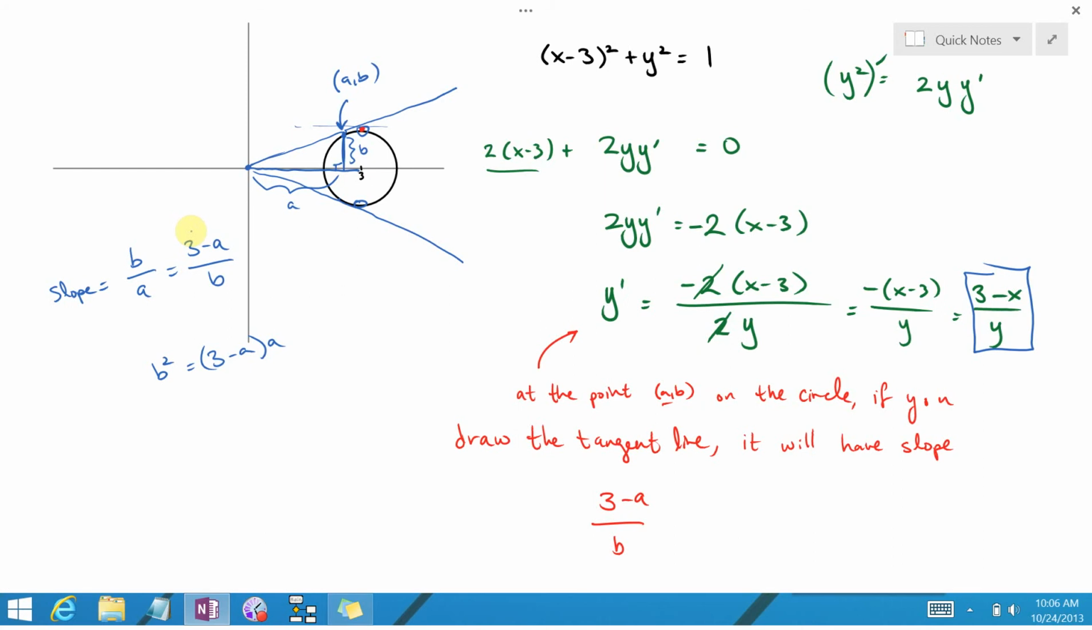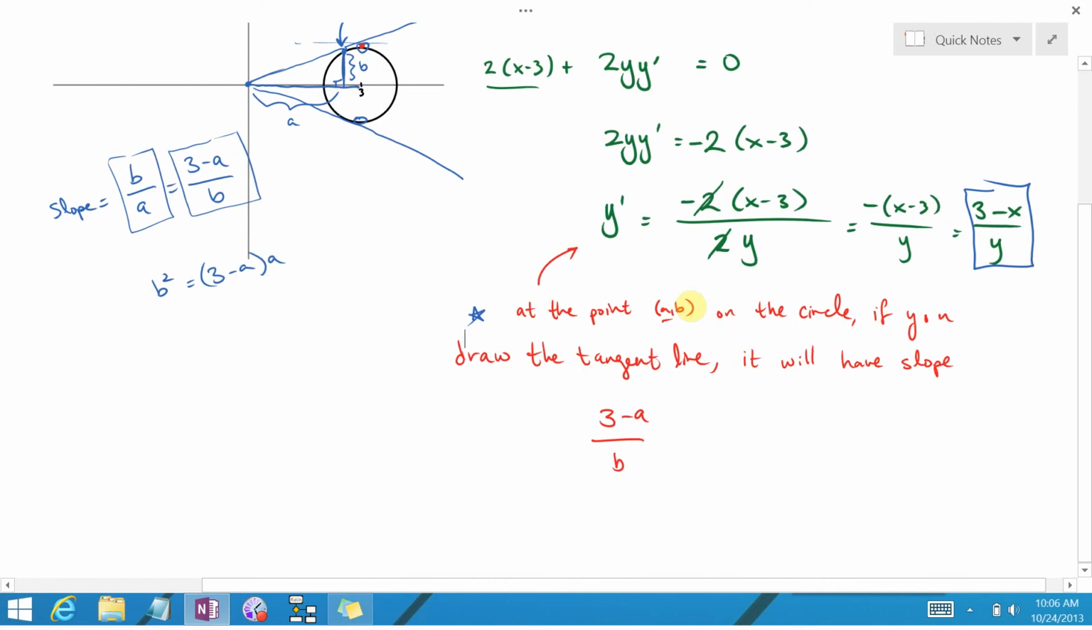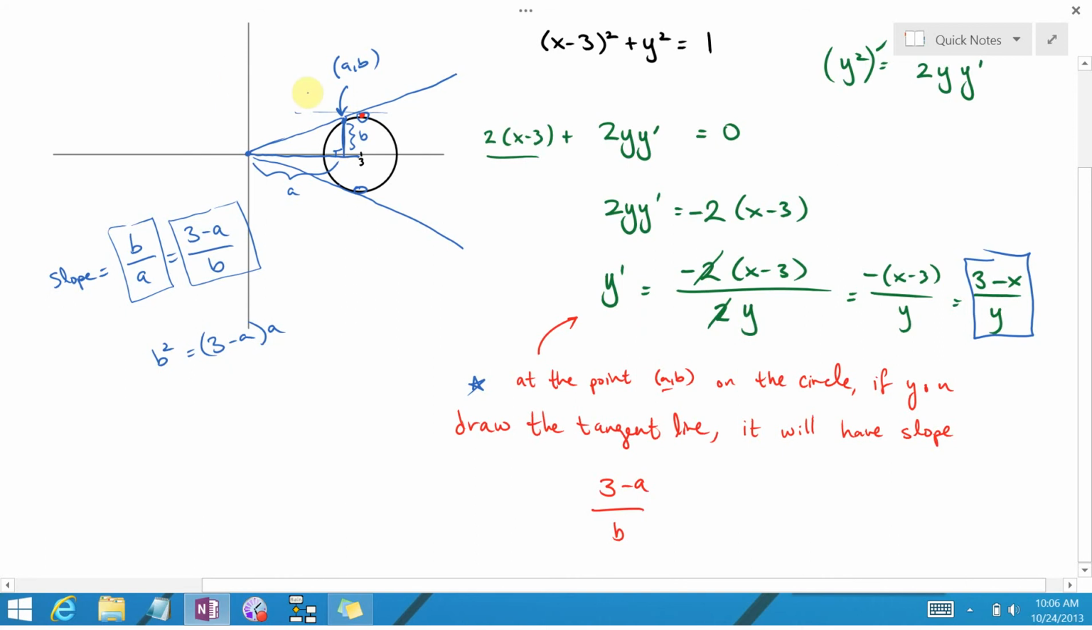So, in other words, just the fact that this line passes through the origin means that its slope is this, because it's a line that passes through the origin and this point, and you can just look at the change in y over the change in x. But if it has any chance of being tangent to the circle, its slope had also better be given by this formula. And that's what we figured out here, right? At the point a comma b on the circle, if you draw the tangent line, it will have slope 3 minus a over b. We're at the point a comma b on the circle, and therefore, if it's going to be tangent to the circle, it should have that slope. So that must mean we expect to be able to solve this equation, b squared equals 3 minus a times a.